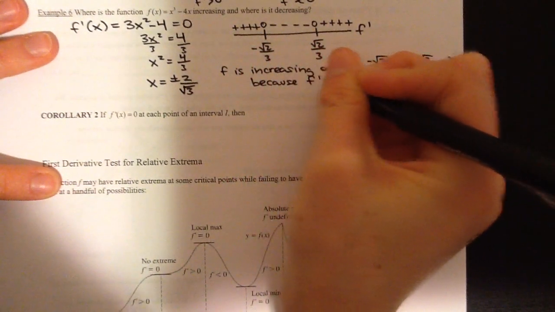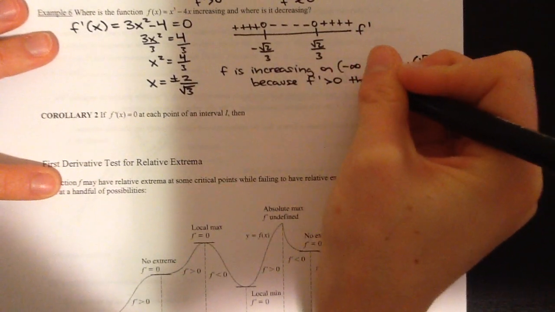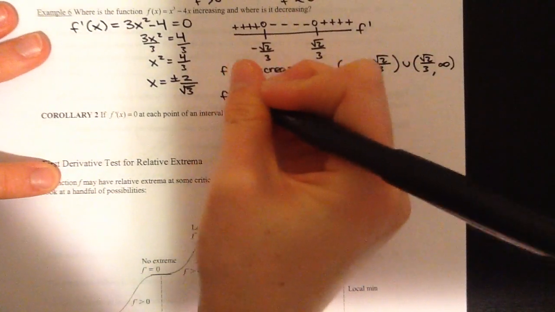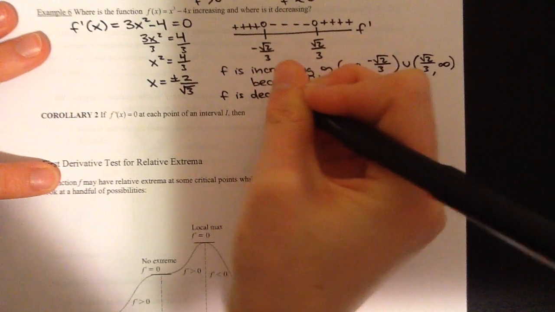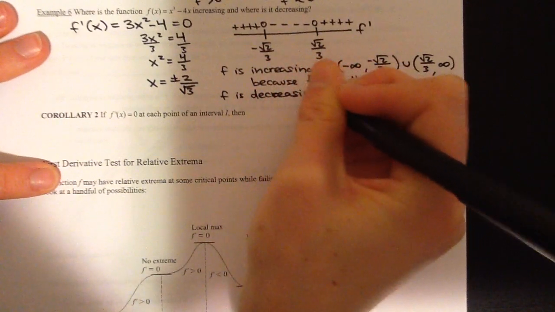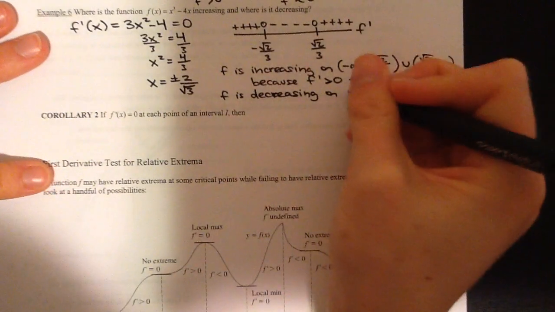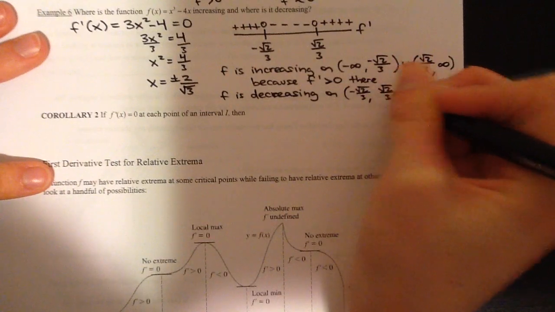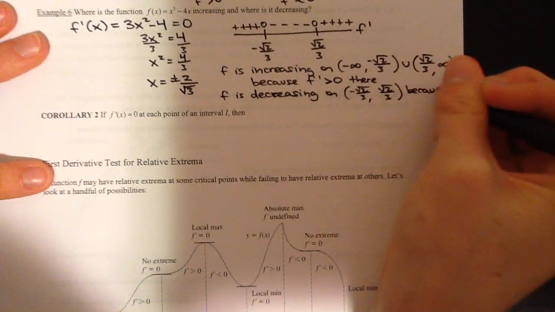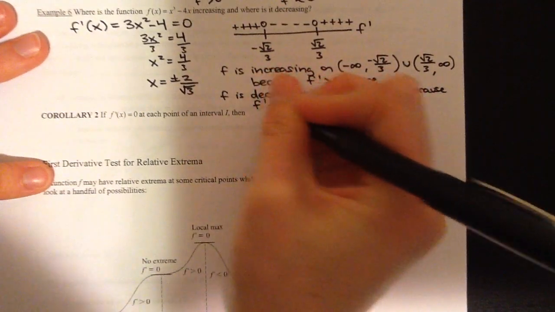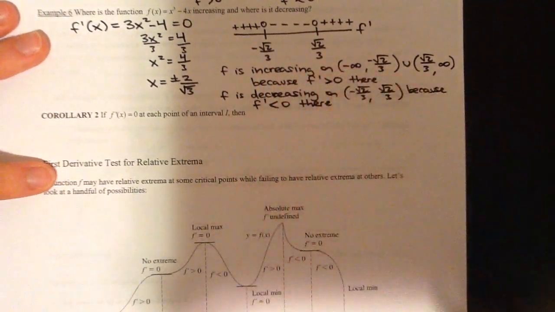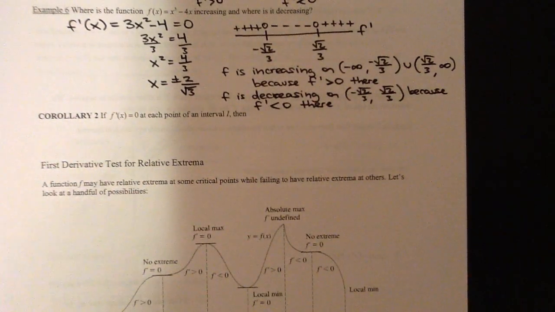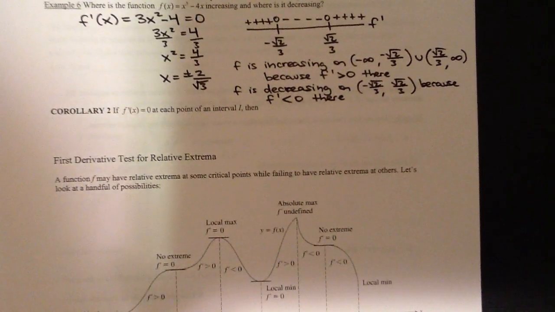because f prime is greater than 0, and we can just say like there or on those intervals or something like that if we don't want to rewrite the whole interval. And then f is decreasing on, and then we choose that interval in the middle, because f prime is negative there. There we go. So that would be our answer. We got our intervals. We've got our AP explanations because the AP test would make you write explanations like that. So we will practice them now.